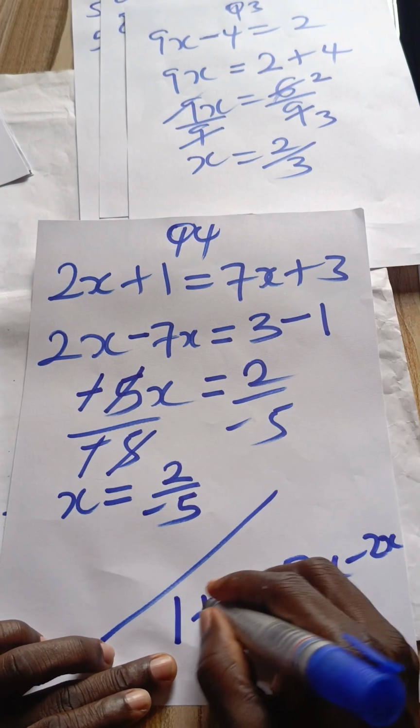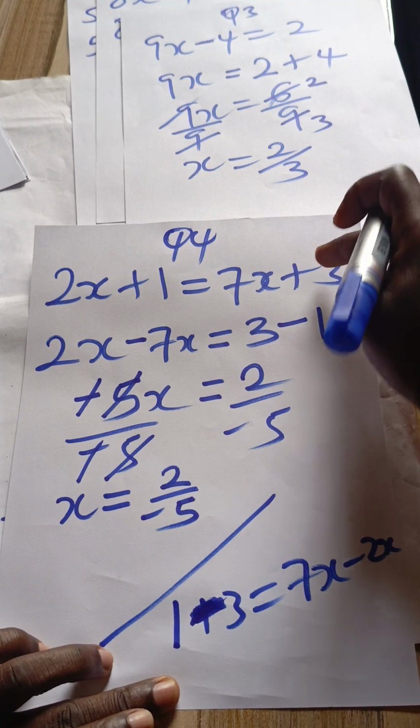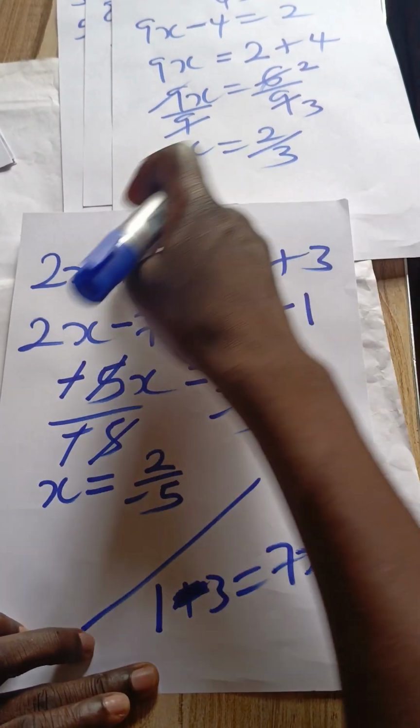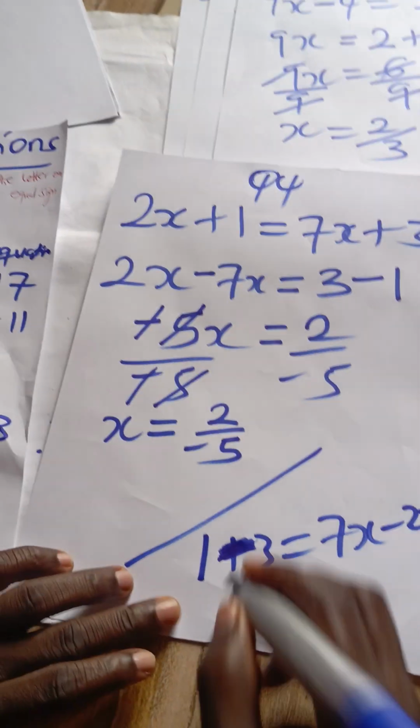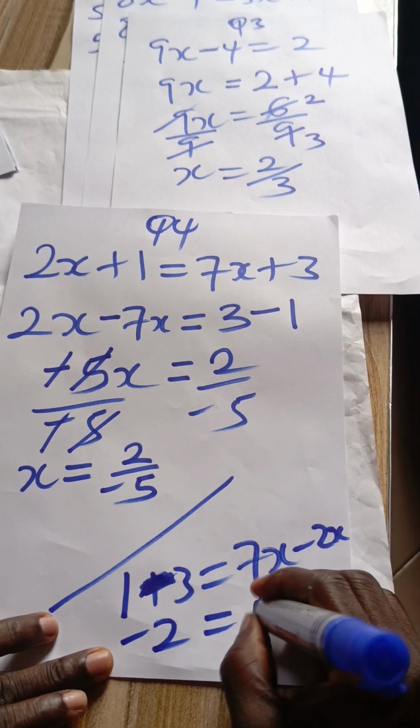this is plus, so it's going to be minus. This is minus, so it is going to be minus. It's plus. This is plus, and this one is crossing to this side, so it becomes minus. So we're going to get -2. Sorry for that. Then here we are going to get 5x.